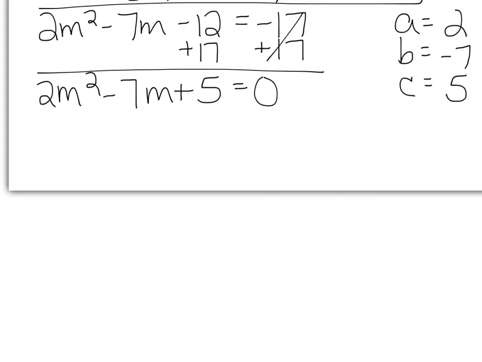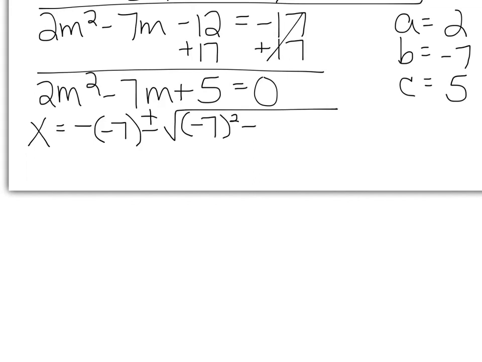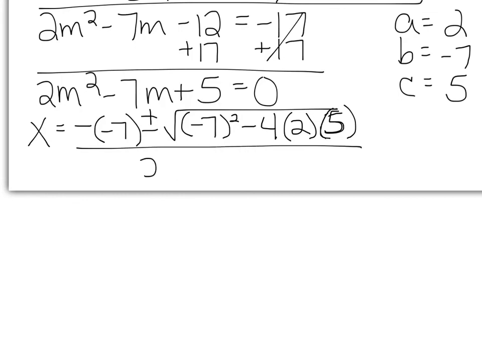All right, let's go ahead and plug into the quadratic formula then. I've got x equals negative b, so negative negative 7, plus or minus the square root of b squared, so negative 7 squared, minus 4ac. A is 2, C is positive 5. All over 2a, and a in this case is 2, so it's 2 times 2.